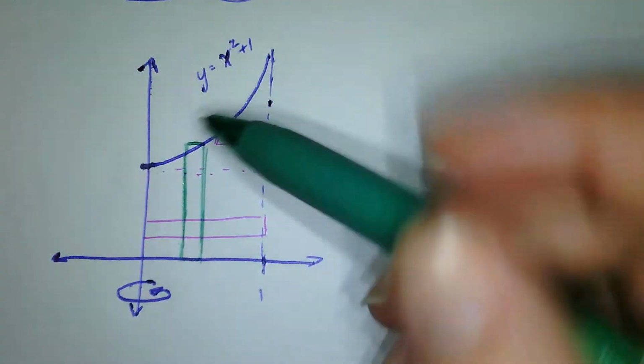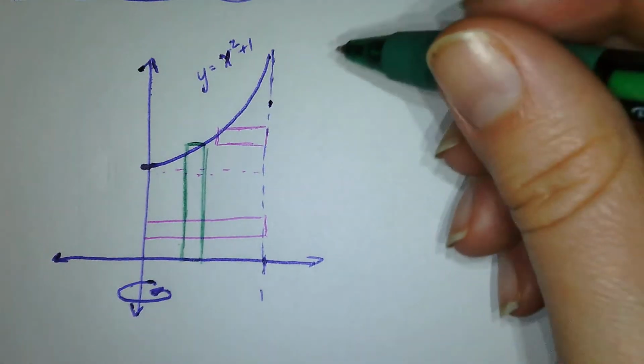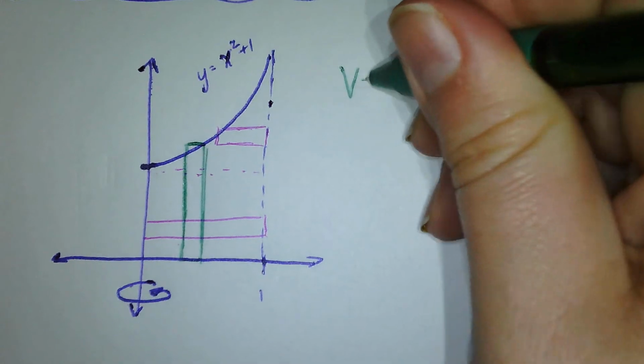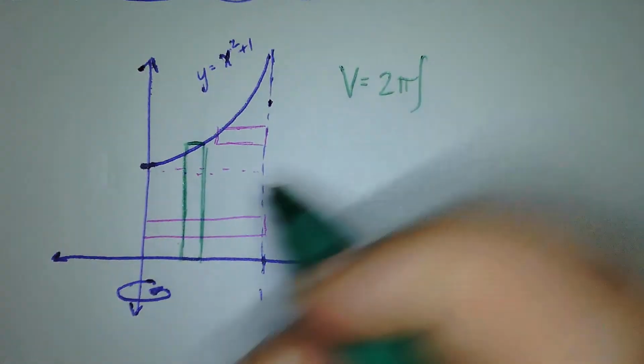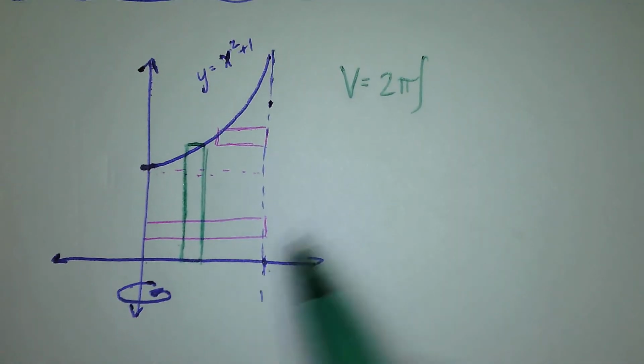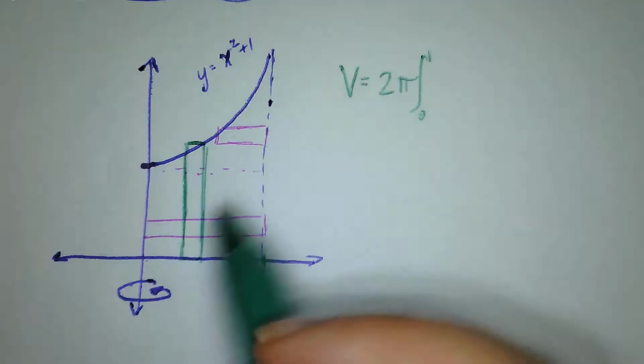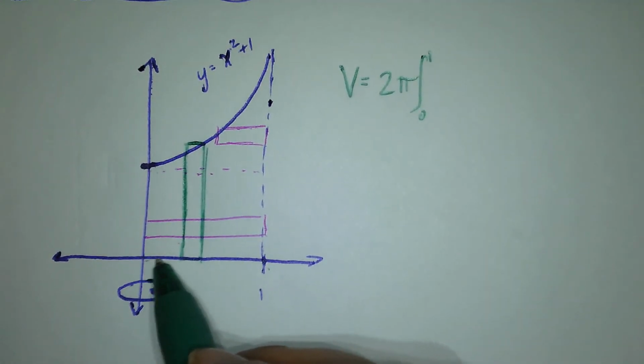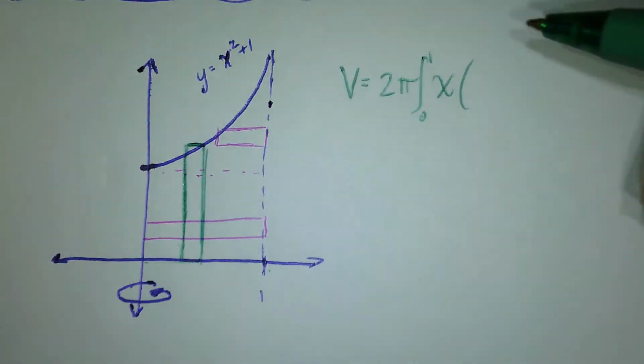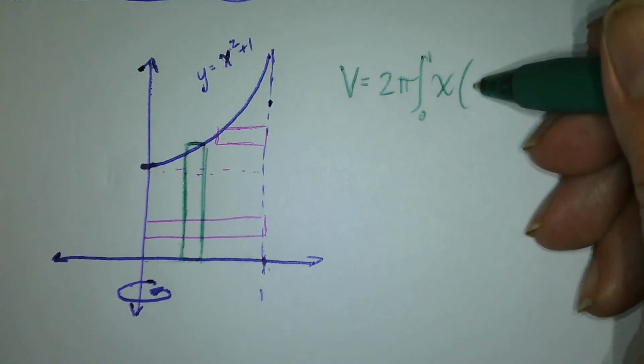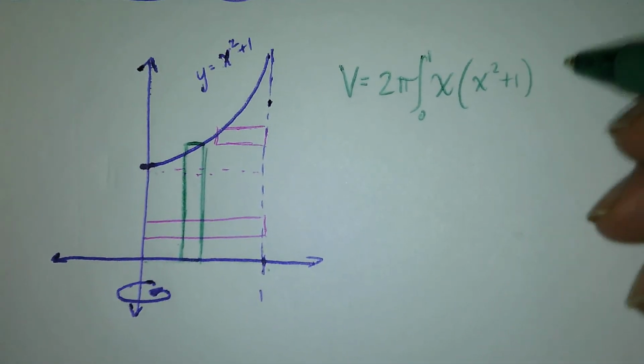So we're doing this around the y-axis, which means we do this in terms of x. Volume equals 2 pi, integral from 0 to 1. The radius is just going to be the x, and the height is x squared plus 1 dx.